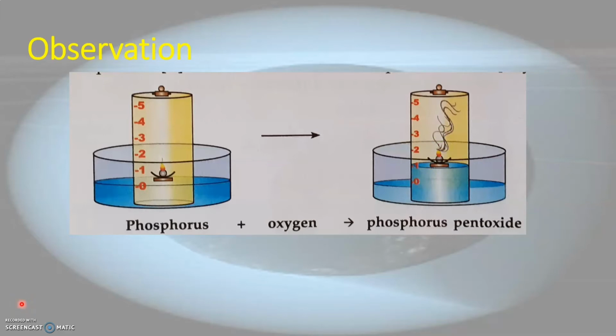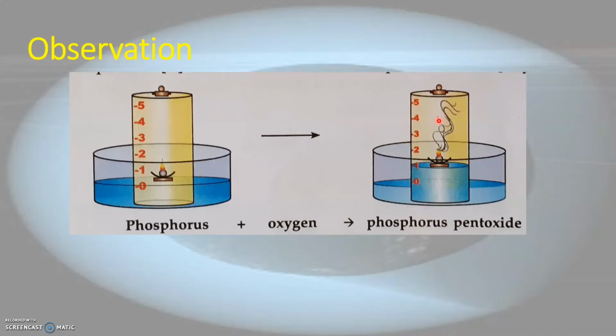Now let us see what these dense white colored fumes that we see here in this bell jar are. These dense white colored fumes are nothing but phosphorus pentoxide. That is, phosphorus that was placed in this crucible, as it is ignited, reacts with oxygen present in the bell jar in order to form the product phosphorus pentoxide. It is this phosphorus pentoxide that we see as dense white colored fumes here in this bell jar.